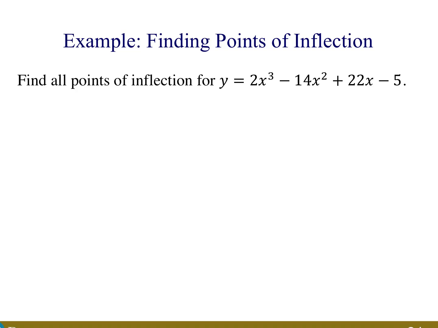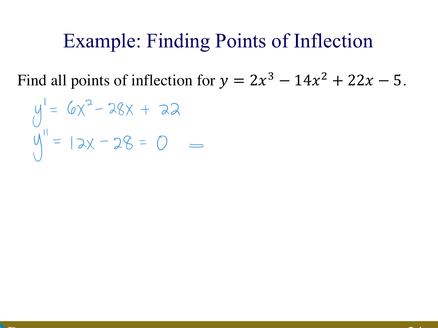So if we want to find the points of inflection for a cubic graph, we're going to find the first derivative. So we'll be looking at 6x squared minus 28x plus 22. That's our first derivative. And then we're also going to find the second derivative. That would give me 12x minus 28. This second derivative is what I set equal to 0.